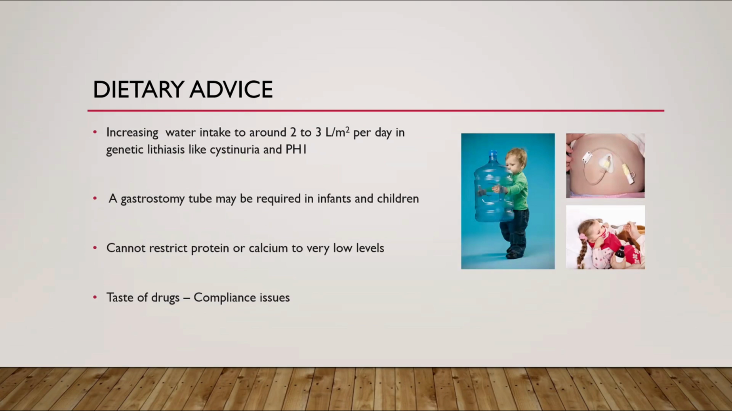The dietary advice. Children have a higher body water content relative to their body mass and higher water requirements per unit of body weight compared to adults. In pediatric urolithiasis, whatever its cause, it is of utmost importance to increase the water intake to around 1.5 to 2 liters in most cases, and 3 liters per meter square per day on average for some genetic lithiasis, to dilute the urine, which may be challenging to achieve in children. Sometimes in infants and children, a feeding tube or gastrostomy may have to be done.